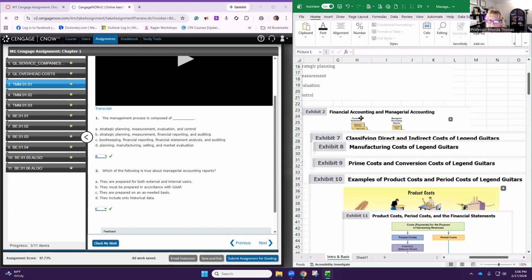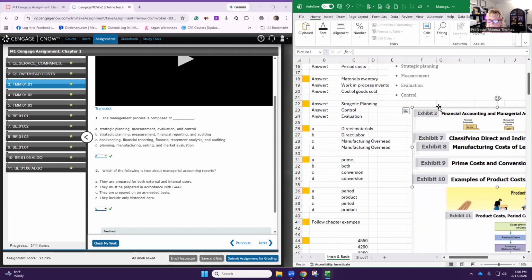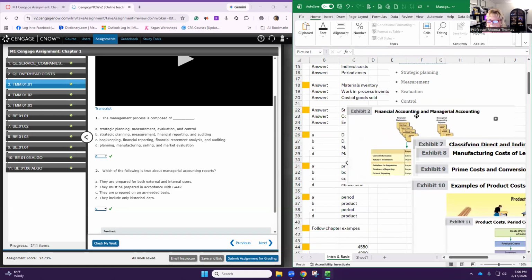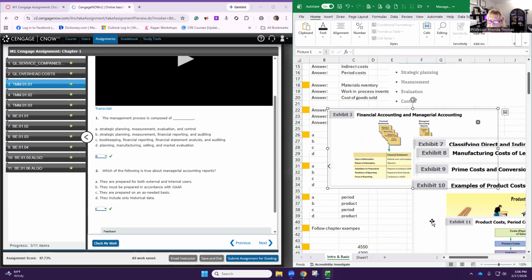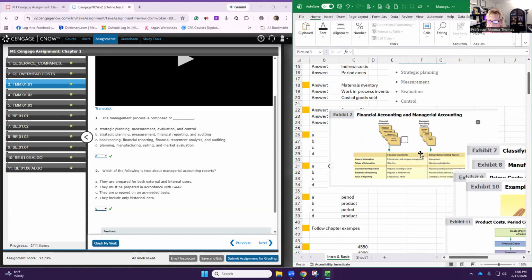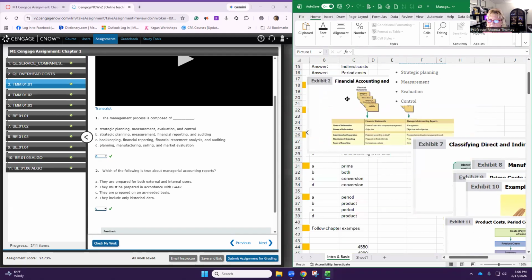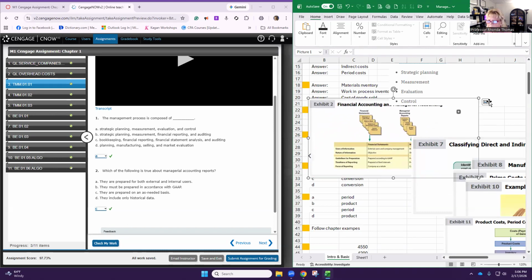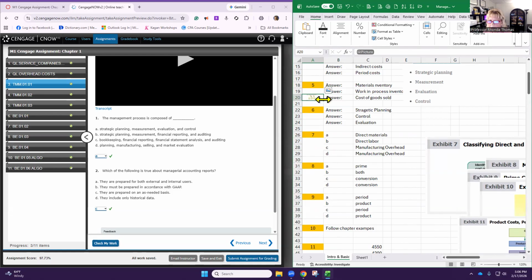So let me show you. Here is a good table for looking at managerial versus financial. It doesn't want to come up. Okay. I'll bring this to the front if I can. Oh, nope.